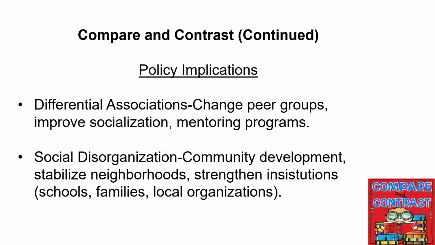The policy implications. For differential association, the implications are to change peer groups, improve socialization, and mentoring programs. Social disorganization is community development, stabilizing neighborhoods, and strengthening institutions like schools, families, and local organizations.